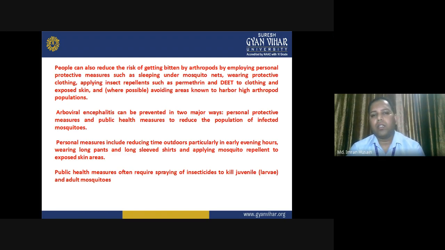Arboviral encephalitis can be prevented in two major ways: personal protective measures and public health measures to reduce the population of infected mosquitoes. Personal measures include reducing time outdoors, particularly in early evening hours, wearing long pants and long sleeve shirts, and applying mosquito repellent to exposed skin areas. Public health measures often require spraying of insecticide to kill juvenile and adult mosquitoes.